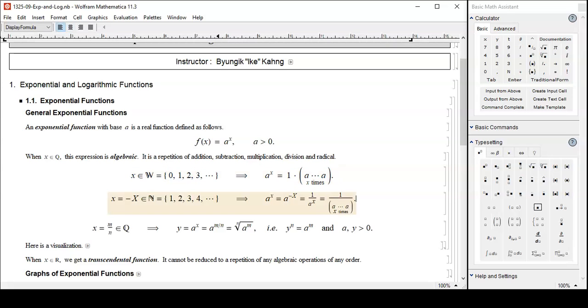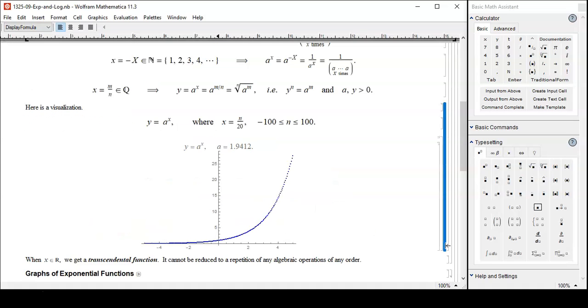Now what if you have a negative integer? That's going to be a repeated division, or a reciprocal of repeated multiplication. Either way, you can see it like that. Now, what if x is a rational number? In that case, it's going to be defined as a radical like this. a to the n power is going to be either repeated multiplication or repeated division, and then take the nth root of it. The inside is always positive because a is positive, so you don't have to worry about some negative number inside any radical.